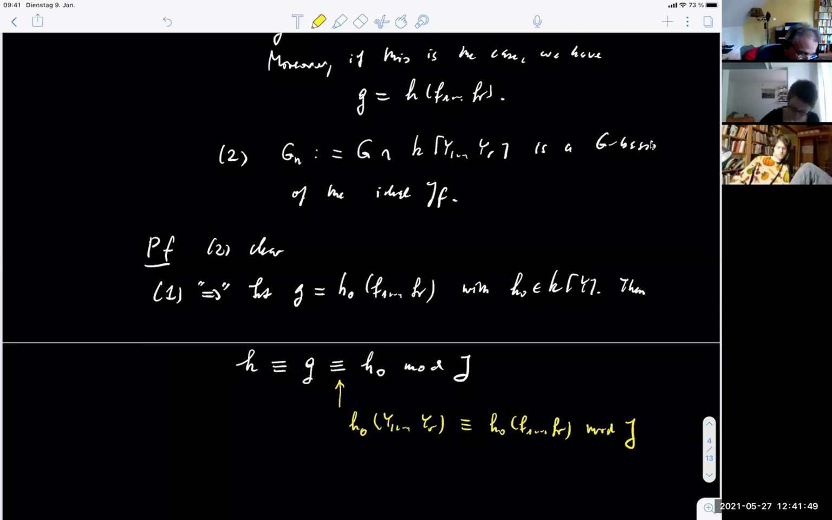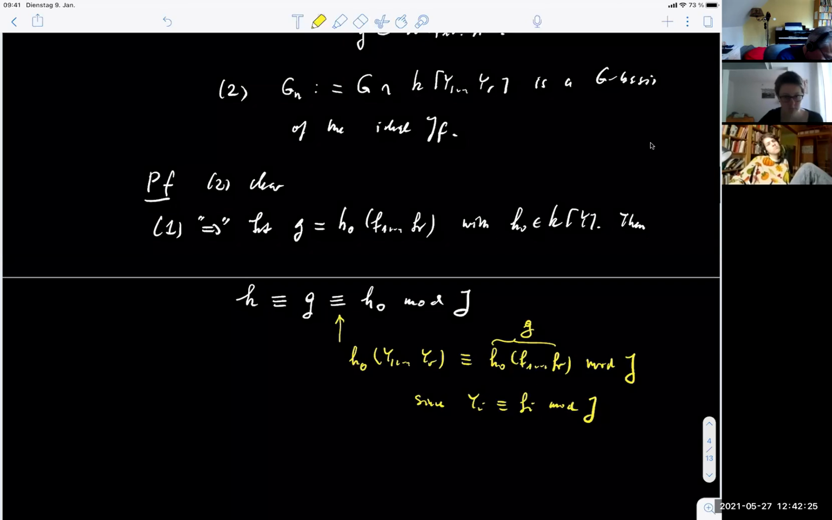Okay, because modulo J, since yi is congruent to fi mod J. So one should really think in this way. Okay. And this is the G. This thing I denoted G. Okay. So for understanding the proof, it's important that we think in terms of this congruence relation. This simplifies a lot. Okay. So then I have this, and okay, let me go on.